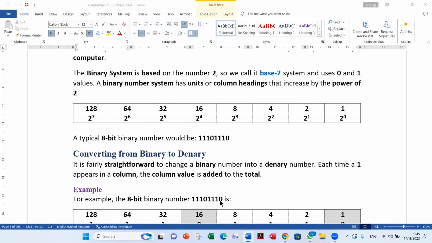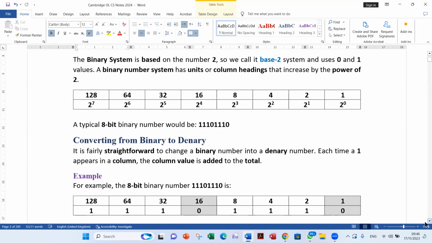11101110. Okay, so please, the method is very easy. Please put the weights. Weights start from the right because the right is the least significant bit. So put weights 1, 2, 4, 8, 16, 32, 64, 128. And then underneath, put the value given in the exam or in the example. The value given here is 1110 1110. So we will have something like this.